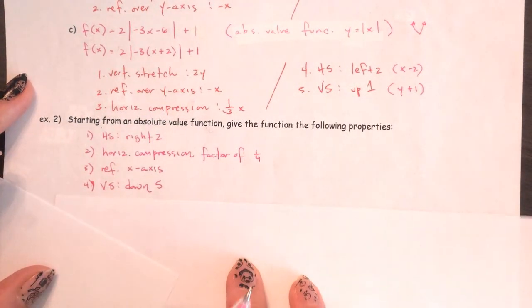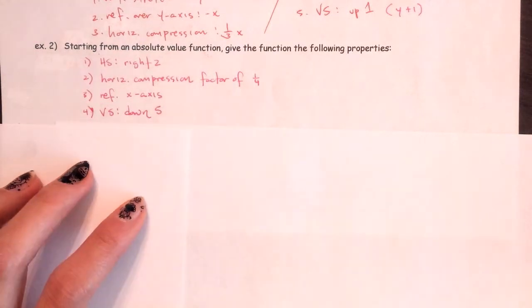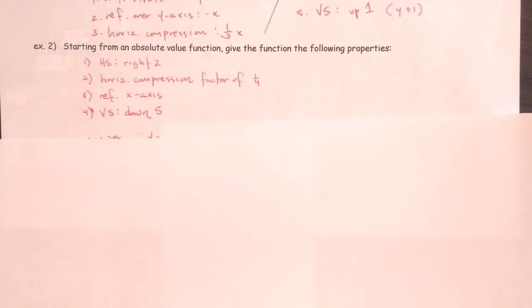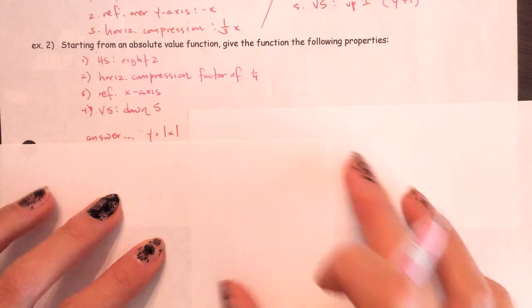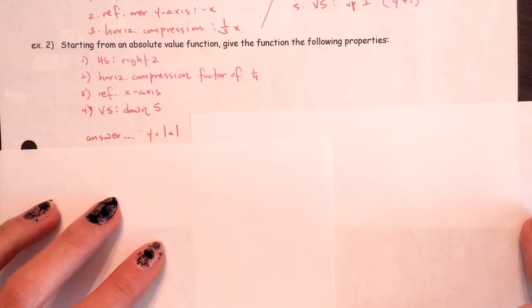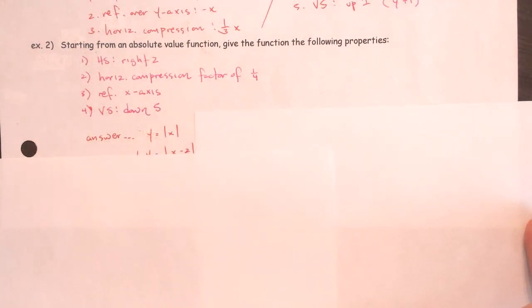and do these things 1 through 4. So we're going to start with an absolute value function. All right, pause it if you need to. We're going to start with an absolute value function. So I start with that. And then I number it. Number 1, what do I do? To the right 2, what does that look like based on this parent function? I go ahead and do that step.